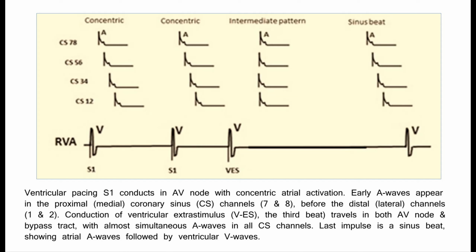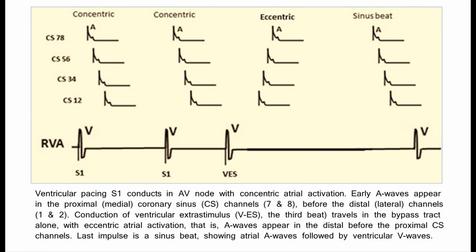Last impulse is a sinus beat, showing atrial A waves followed by ventricular V waves. Ventricular pacing S1 conducts in AV node with concentric atrial activation. Early A waves appear in the proximal, medial, coronary sinus, CS, channels, 7 and 8, before the distal, lateral, channels, 1 and 2. Conduction of ventricular extrastimulus, VES, the third beat, travels in the bypass tract alone, with eccentric atrial activation, that is, A waves appear in the distal before the proximal CS channels.